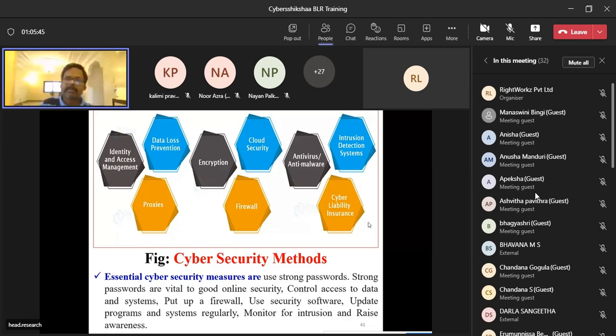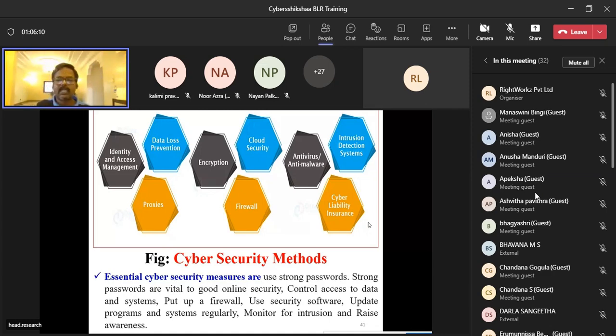Antivirus and anti-malware, we are using as cyber security methods. Cyber liability insurance, intrusion detection system, IDS tools and techniques are available. So essential cyber security measures are: use strong passwords. That is one method. Strong passwords are vital to good online security, especially on e-commerce websites.